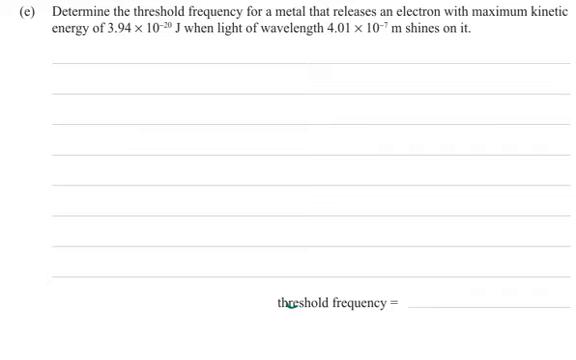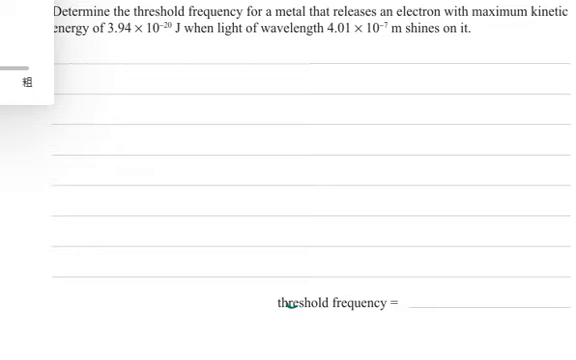Let's look at this question, part E. This is still a past paper from the 2007 exam, should be question 3E. Now we want to calculate this. Determine the threshold frequency for a metal that releases an electron with maximum kinetic energy of this much when light of wavelength this much shines on it. So let's try to do this one.